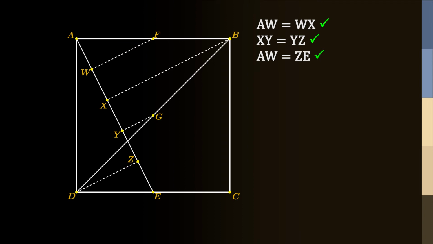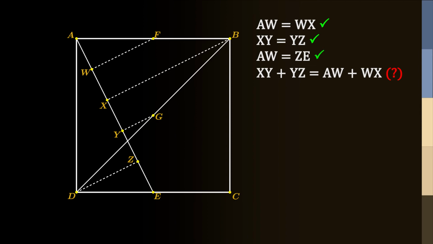We are almost there now. On the one hand, we have AW equals WX equals ZE. On the other hand, we have XY equals YZ. So we only need to prove one more equality. Proving that XY plus YZ equals AW plus WX will do the trick.